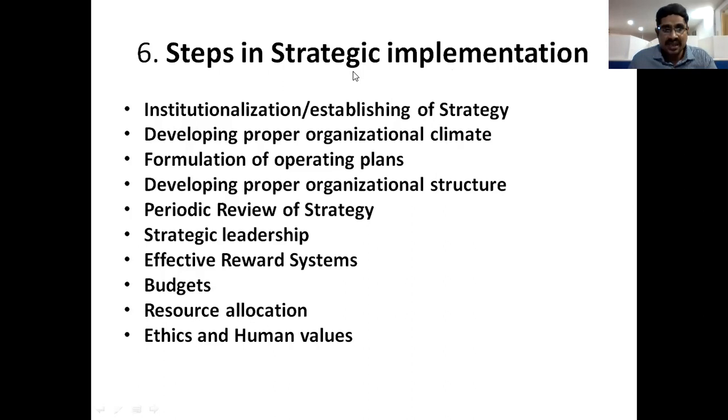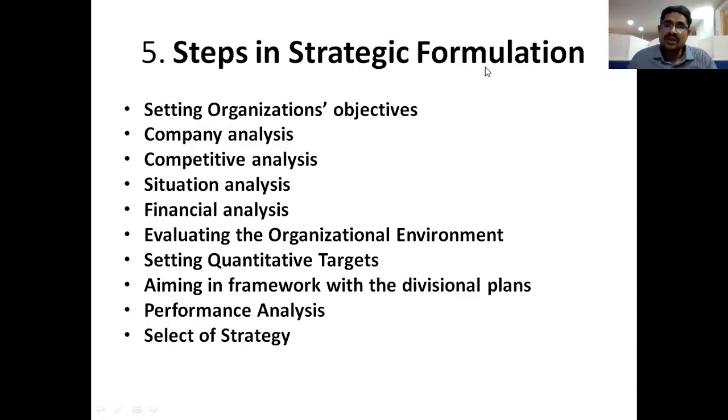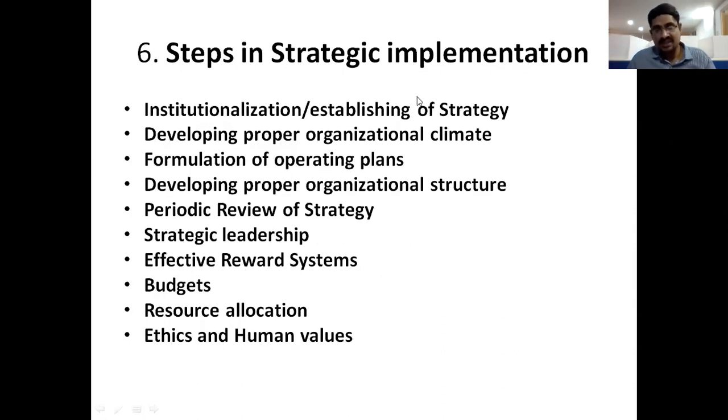implementation of strategies, right? Next, last, ethics and human values. Each and every worker should have ethics and human values. Then only they will perform their roles within the time with accuracy. So that is the point here, ethics and human values. So based upon these 10 steps, we can implement our strategies, which are prepared by the strategy formulation, right? These are the steps to strategic implementation, right?